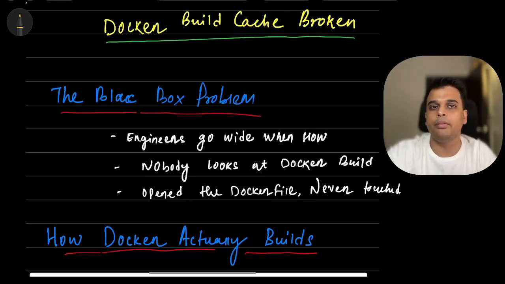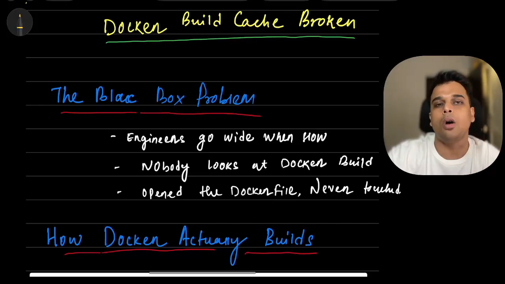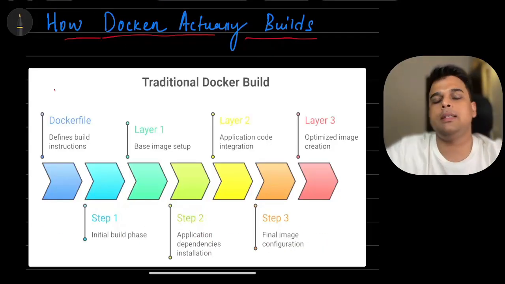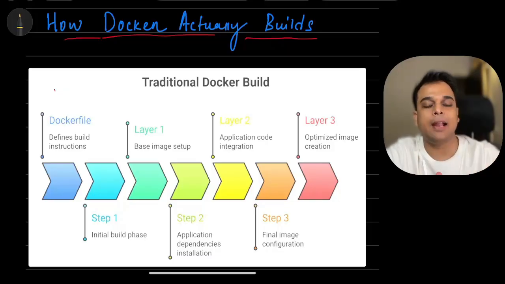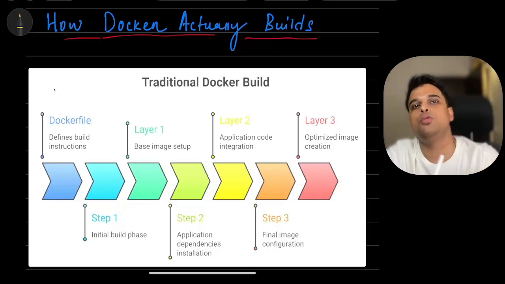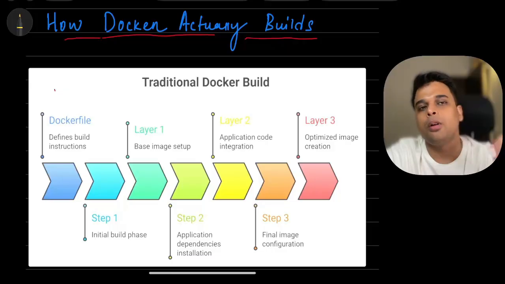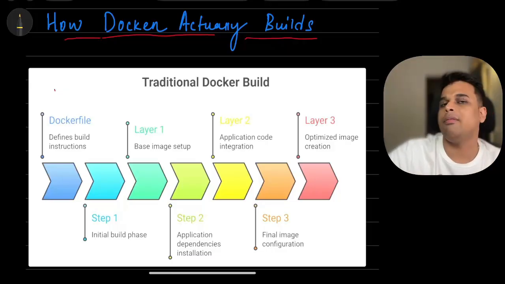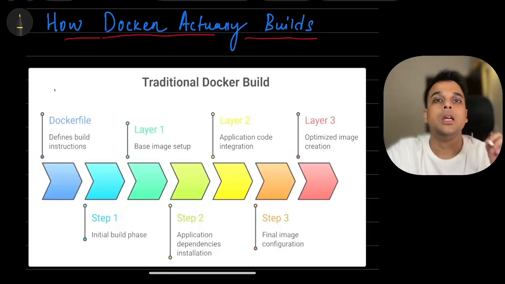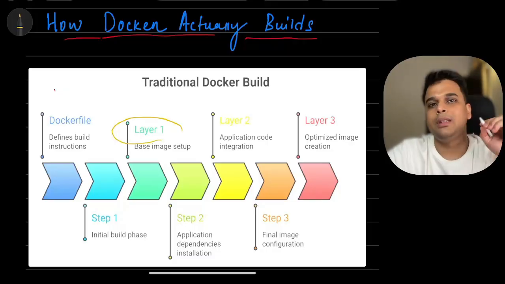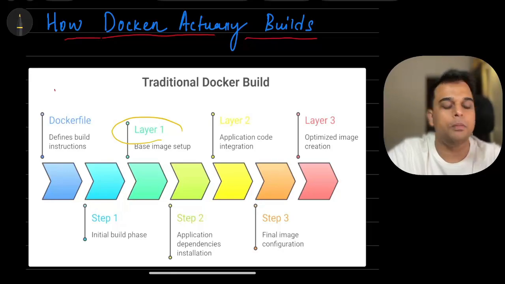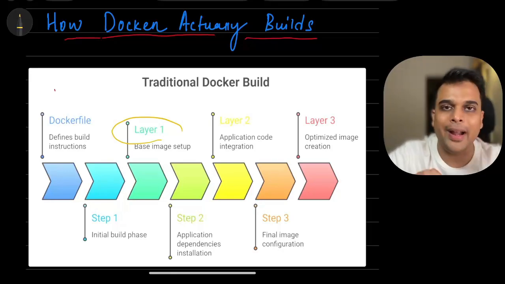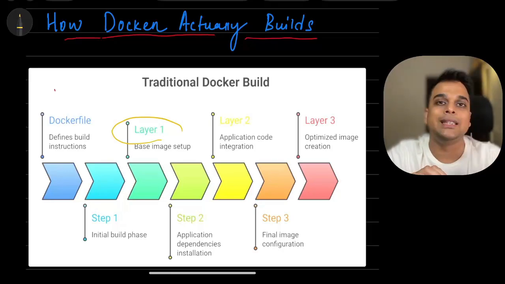Before jumping into the fix, you have to understand how Docker actually builds. You have to understand the mental model of what happens inside that black box whenever you perform a Docker build. Whenever you run Docker build, Docker reads your Dockerfile from top to bottom, and every instruction in that file, like FROM, RUN, COPY, CMD, creates something called a layer. Think of it like stacking slices. Every command adds one more layer on top of the previous one.